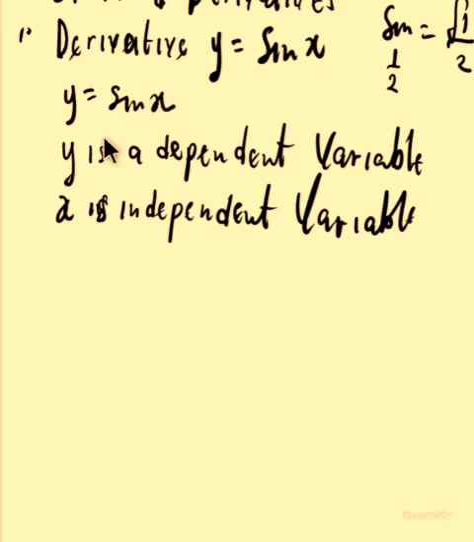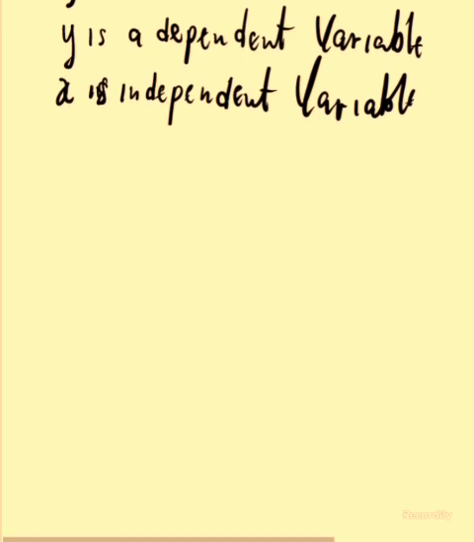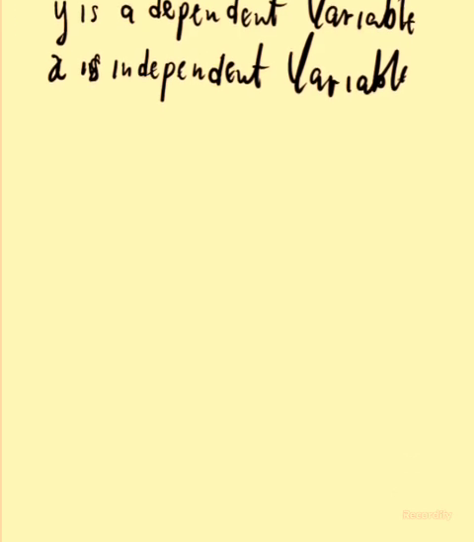You can see the value of y depends solely on the value of x. That's why I said y is a dependent variable and x is an independent variable. Alright, now let's move on. We're having y equals sine x.